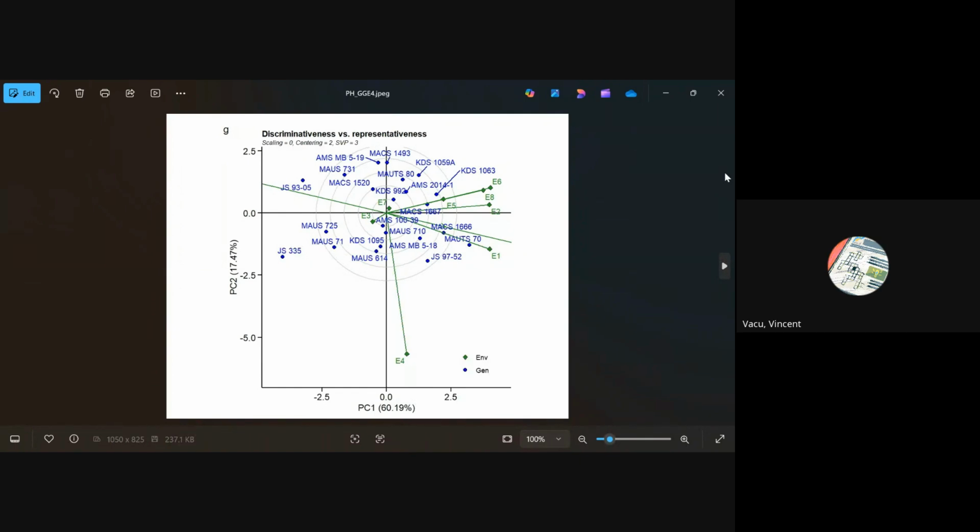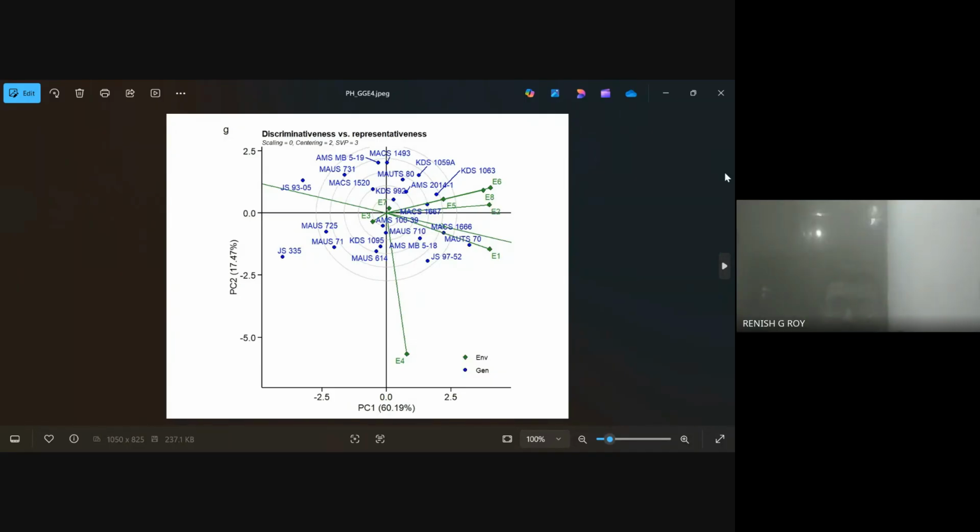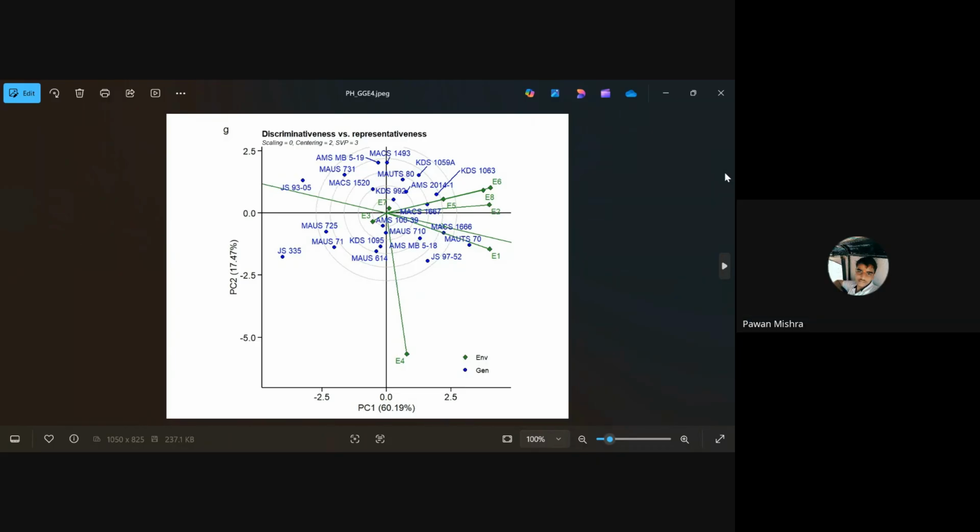So what about E4? What is the difference? In fact, I wanted to ask, what about E1? Less desired. Sir, that environment is highly variable and not suitable for the evaluation of the genotypes. Yeah. So you can't say E4 is the representative environment. E4 is not representing anything. It is far from that lot.